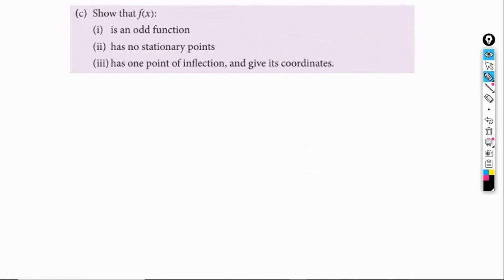Okay, so now we are on part C, and it says show that f of x is an odd function. So let's start with that. Now from the last practice, if you guys recall, you had to do a proof. And the proof you did was that if you have a function, say f of x, if f of x is odd, then its derivative is even.